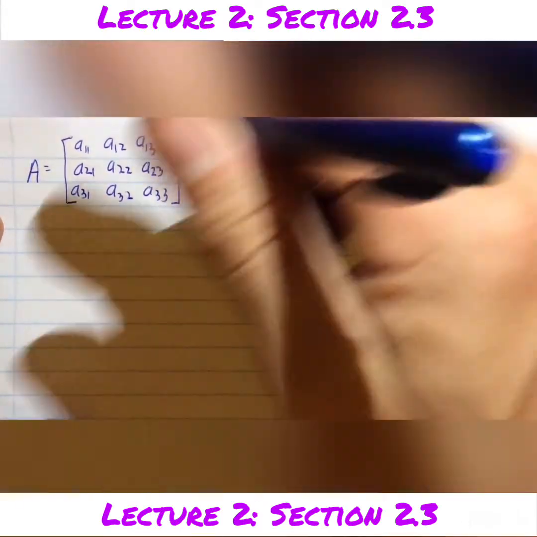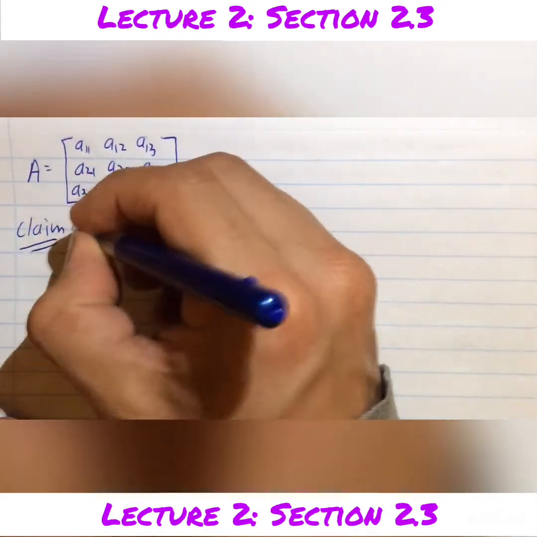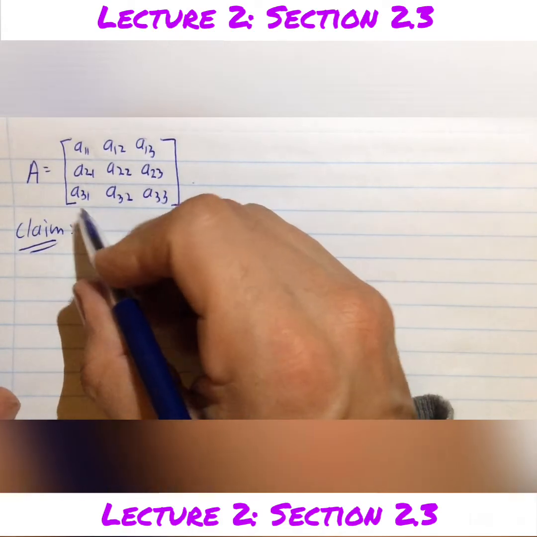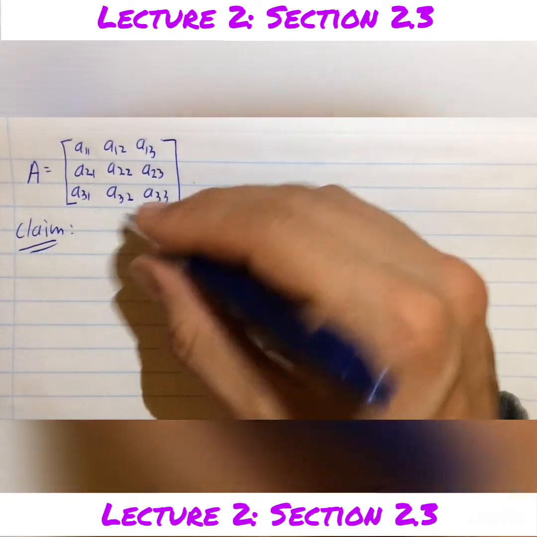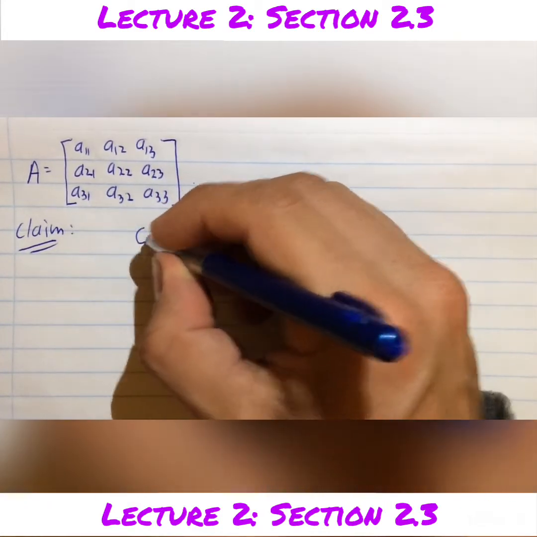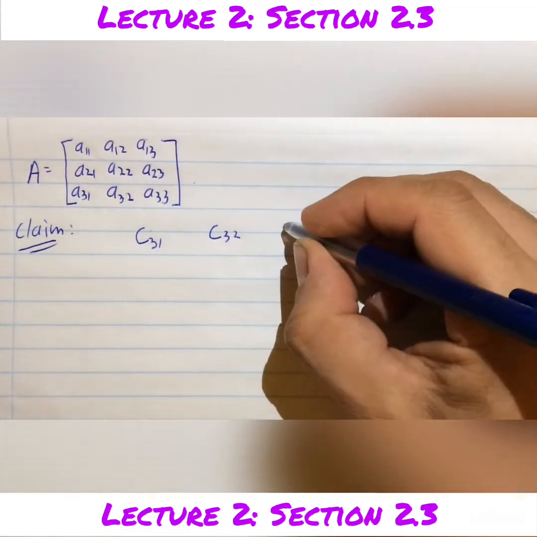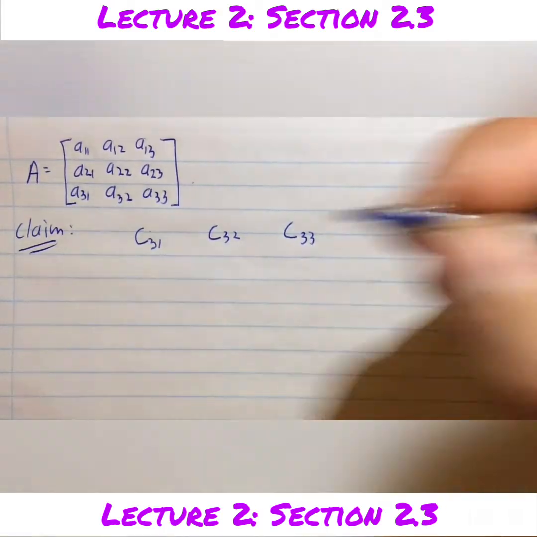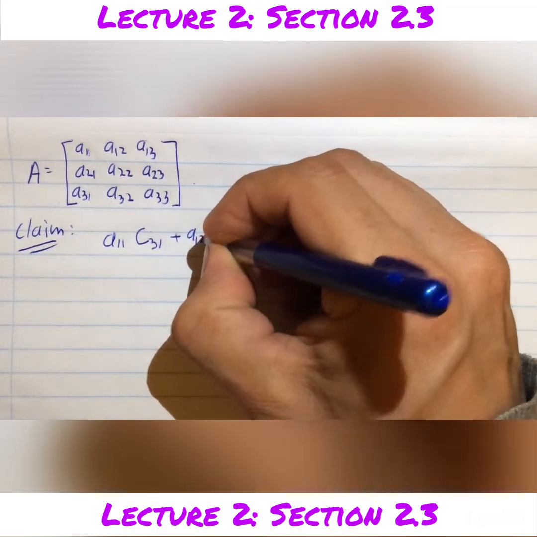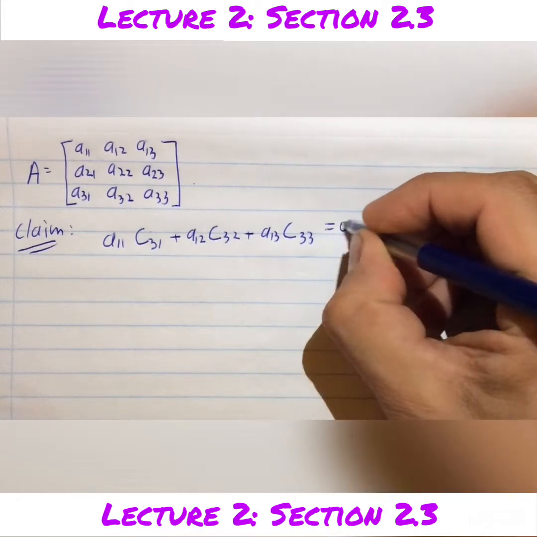Now what I'm claiming is the following. Let's take, as an example, the third row's cofactors. So let's look at the third row's cofactors: that is cofactor 3,1, cofactor 3,2, and cofactor 3,3. And let's, for argument's sake, multiply that with the first row. And let's see what happens here. Well, it turns out that this is in fact 0.